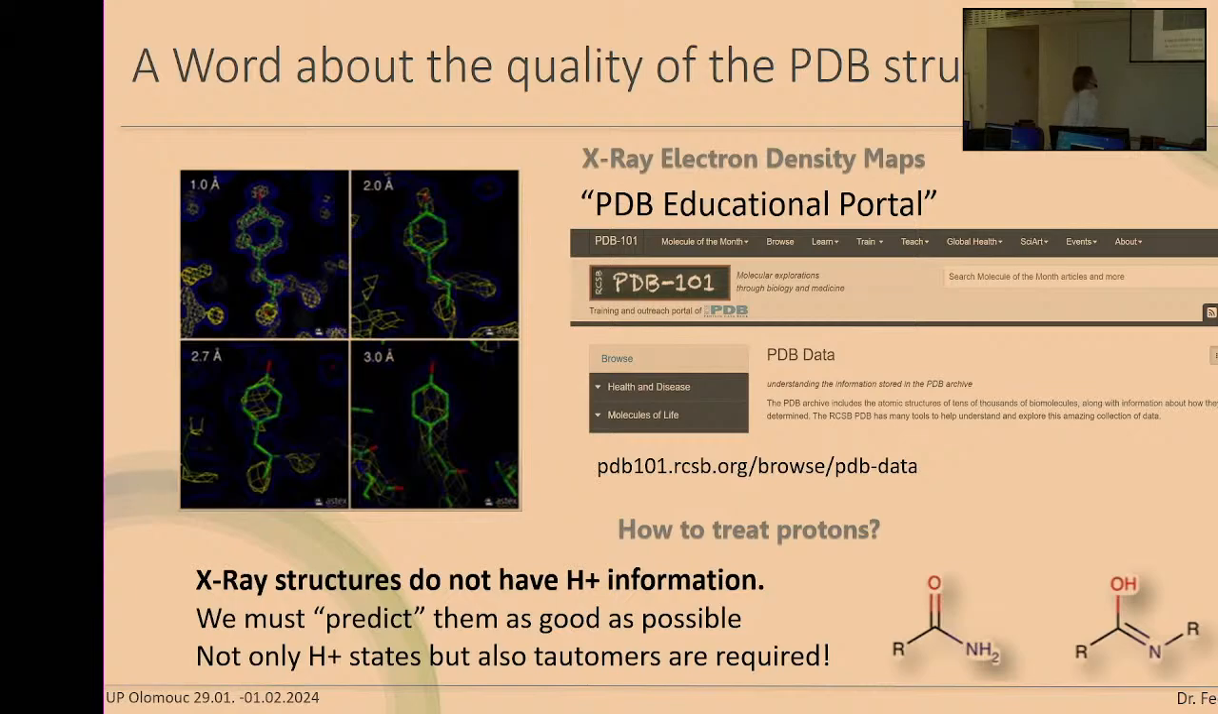Another thing that we have to do is treat protons, because in the PDB, in X-ray structures, protons are very often omitted and not present because crystallographers are not able to well define the position of protons with crystallography. So the first thing is to give our PDB model the proton assignment. We have to predict them as well as possible and add them to the PDB model. We can add protons not only in their ionization state, but also considering the possible tautomers. Okay, so we also have to verify if tautomers exist.